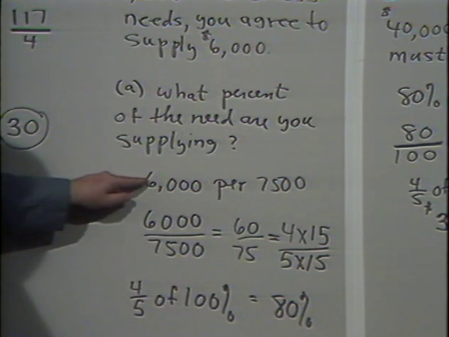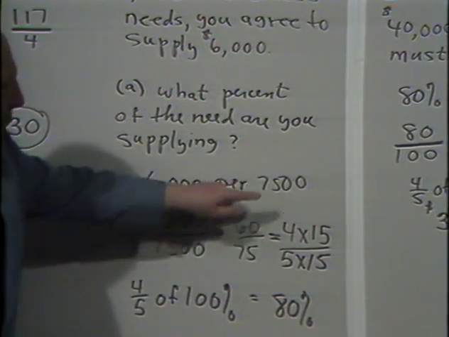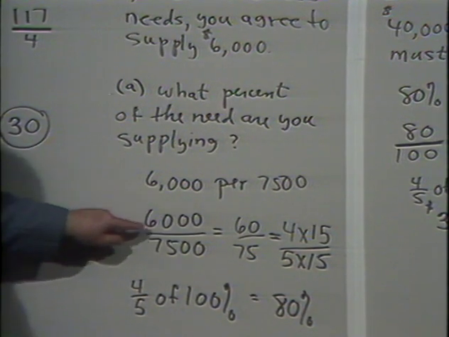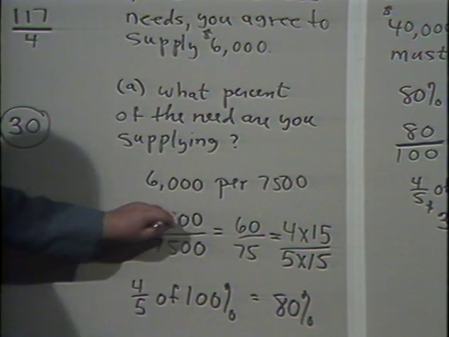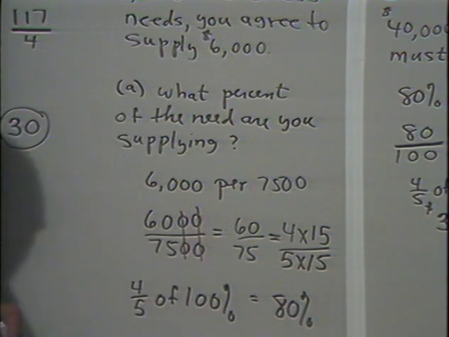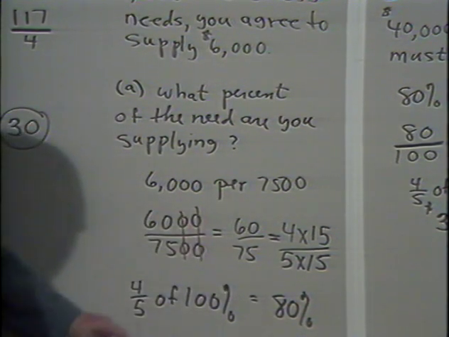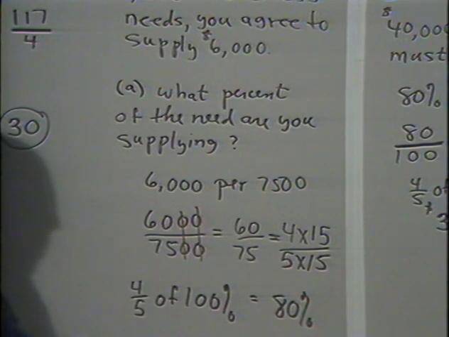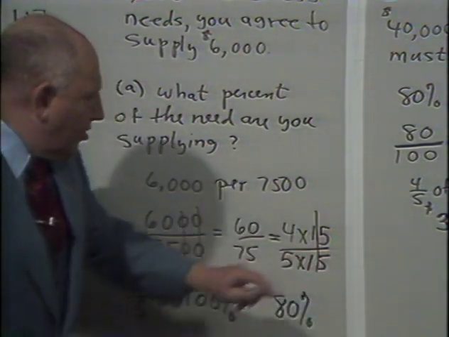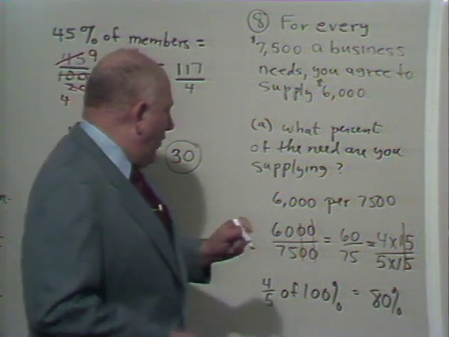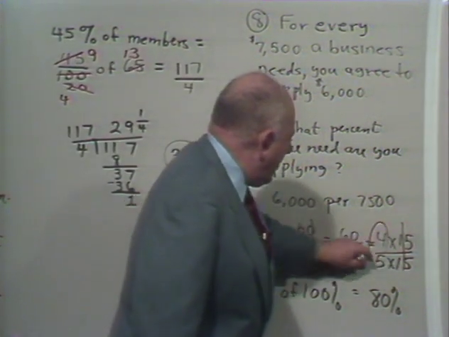As a fraction, that's what? 6,000 divided by 7,500, which is 6,000 over 7,500. We can start to reduce this to lowest terms. That becomes 60 over 75. 60 is 4 times 15. 75 is 5 times 15. So this becomes 4/5, which, by the way, is an interesting answer in its own right.